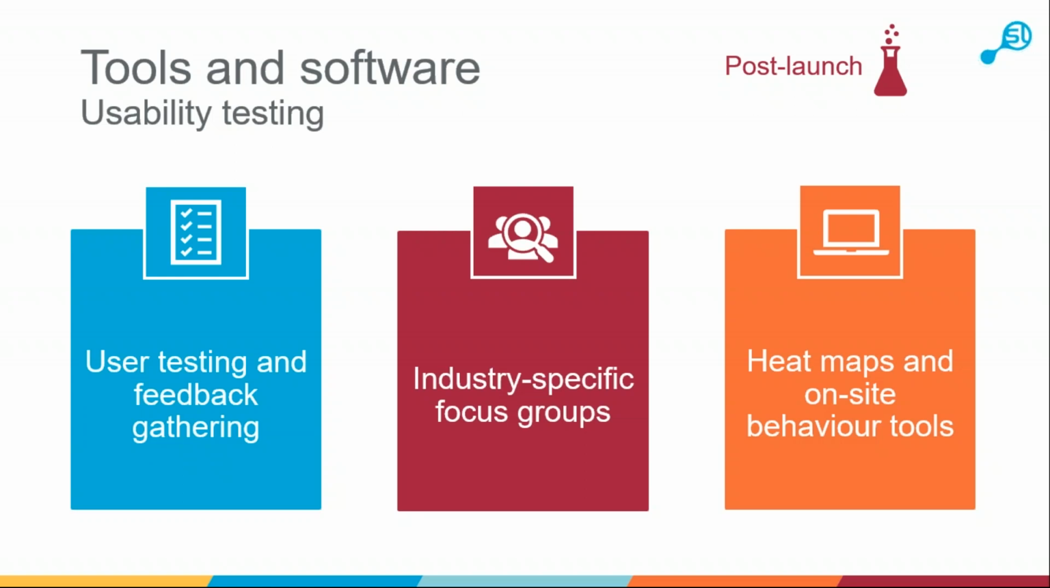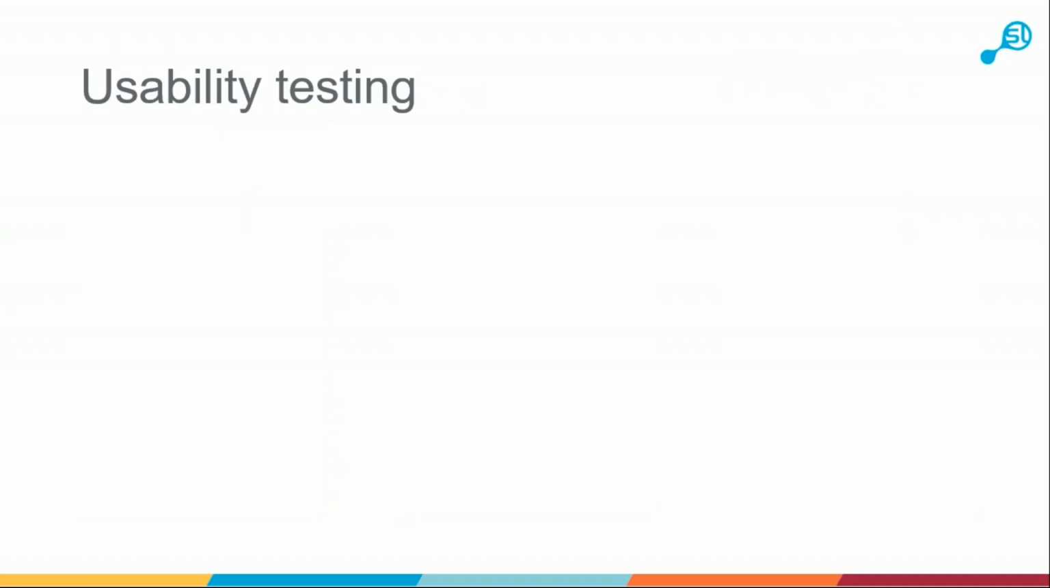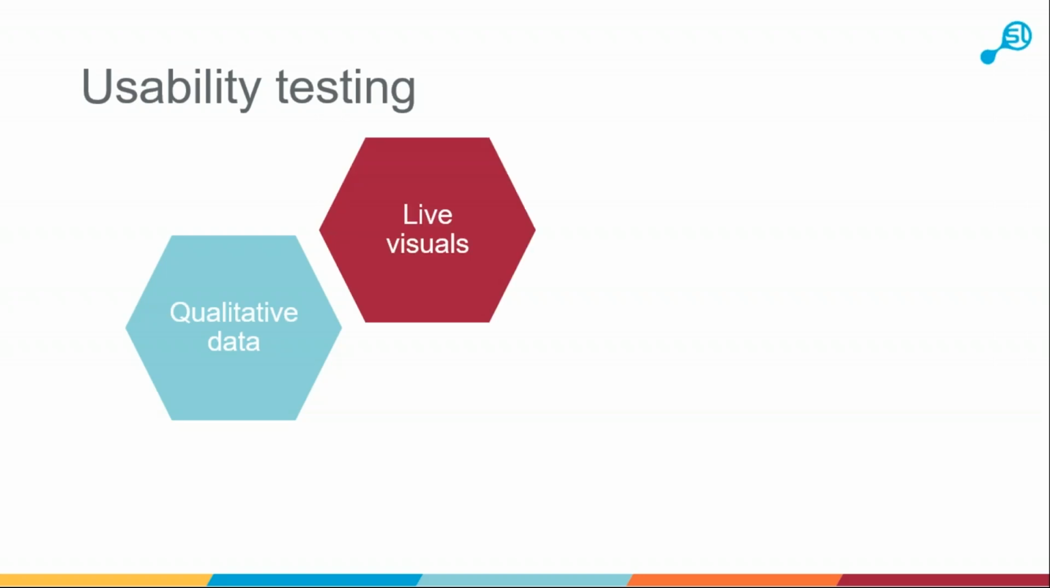And then the great thing about using third-party tools and software is that we can start to understand the why, because by using heat maps we can see how users are interacting with a certain page, how far they're scrolling down, and what call to actions they're looking at more often, which can definitely form a good strategy going forward. So the benefits of this is that we get qualitative data through user testing.